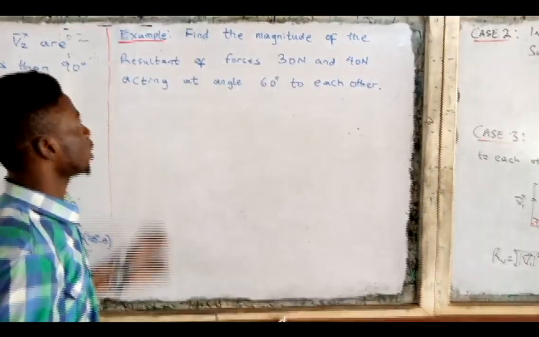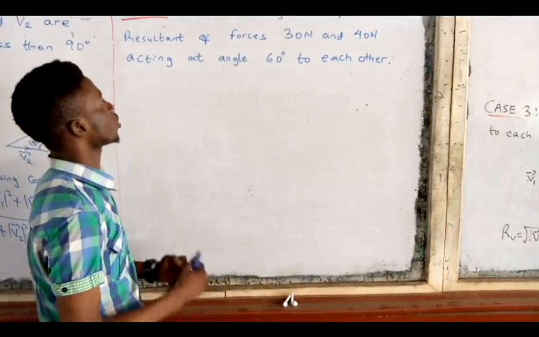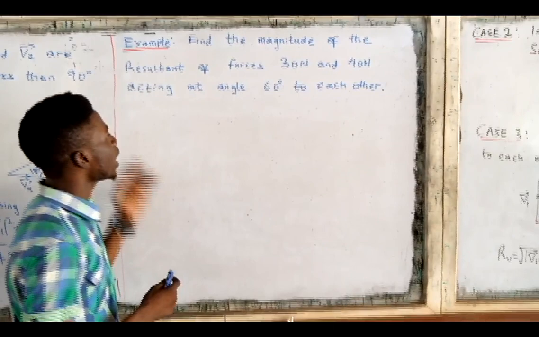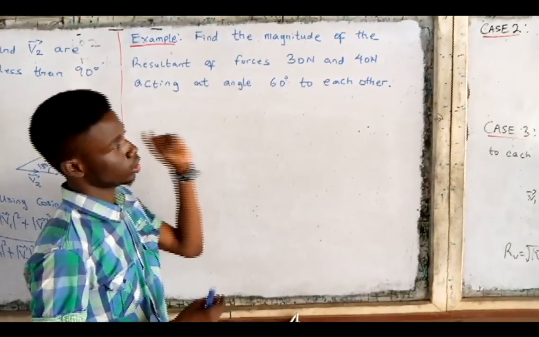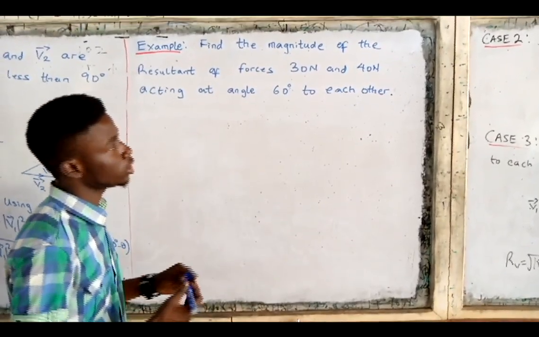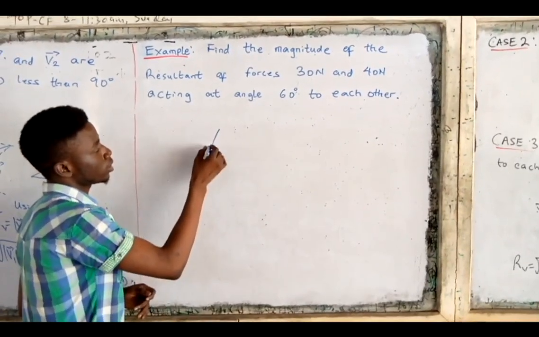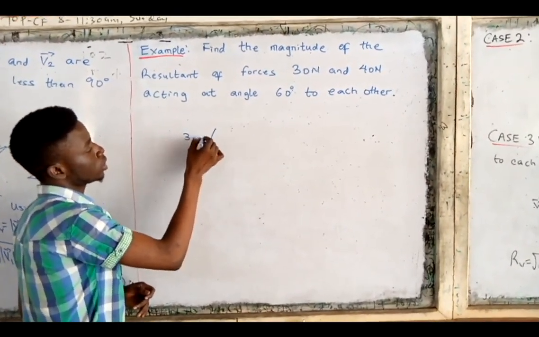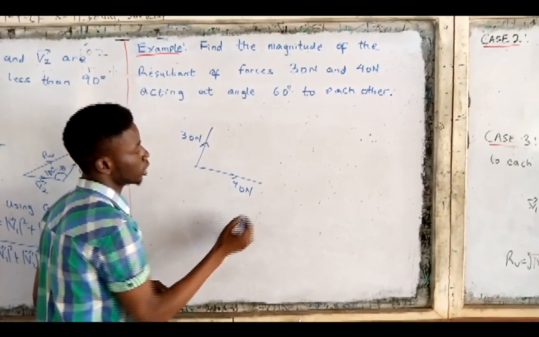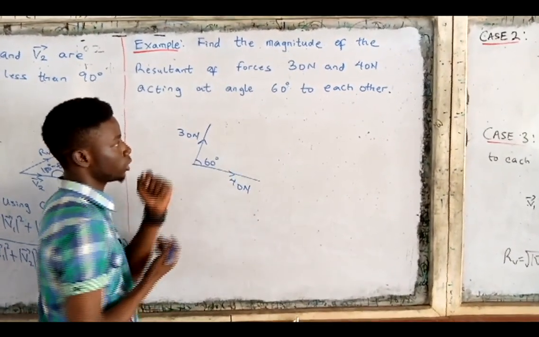Now, let's take an example. Find the magnitude of the resultant of forces 30 Newton and 40 Newton acting at angle 60 degrees to each other. Since they are acting at angle 60 degrees to each other, I can have this as my 30 Newton. I can also have this as my 40 Newton. Just like we've illustrated earlier, the angle between them is 60 degrees.